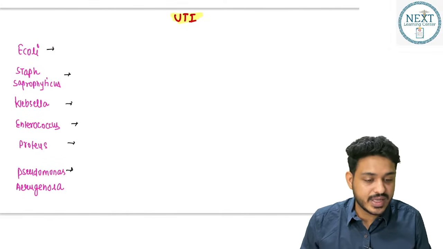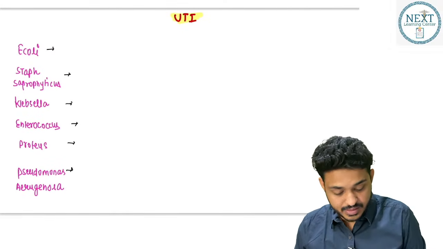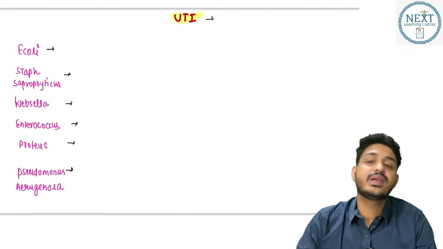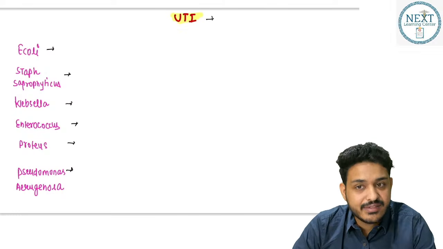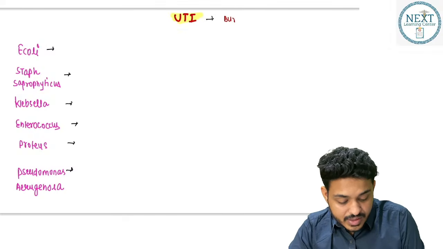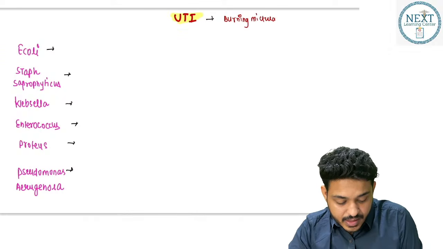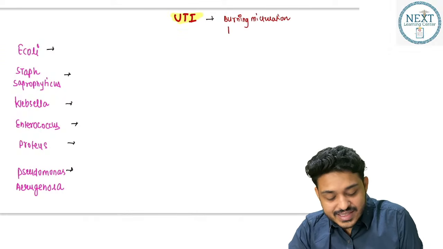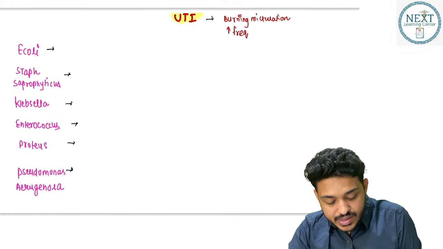Now about the UTI, right? What are the symptoms of UTI that can be given in the examination, and how will you identify this UTI? So for UTI, the symptoms are going to be what? They can write you, the patient is having what? Burning micturition is going to be there, right? Patient is having increase in frequency of urination.